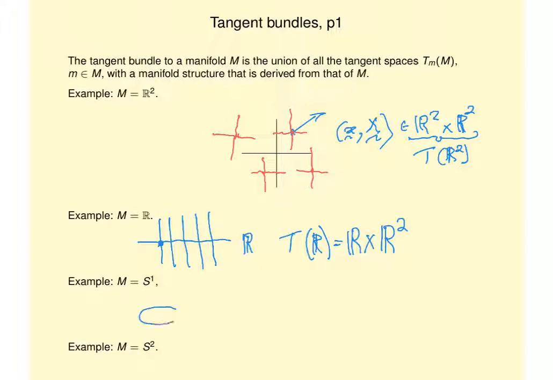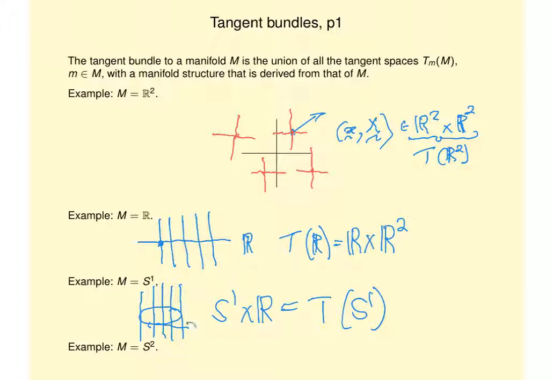Same comment with S1. Think of the unit circle in the plane, and you very often see a picture of the tangent bundle of S1 as the infinite cylinder, on the basis that that's S1 cross the reals. And indeed, as a manifold, that is the tangent bundle to S1. But again, the picture is misleading, since a genuine tangent vector to the circle would be lying in the same plane as the circle, something like that. There's actually something to prove here. It's not very difficult. We'll come back to it.